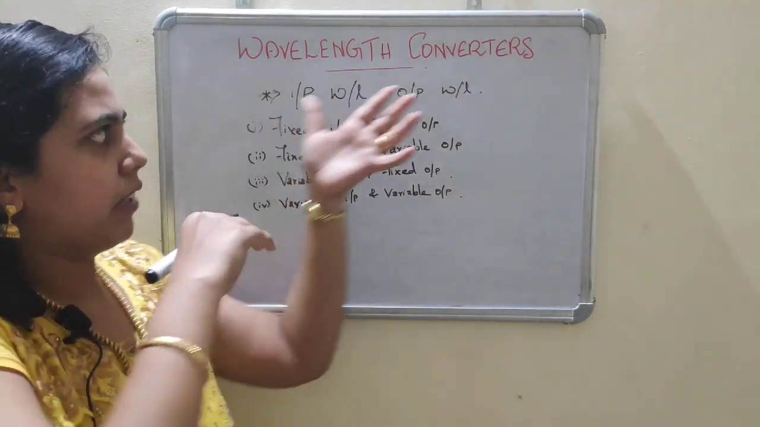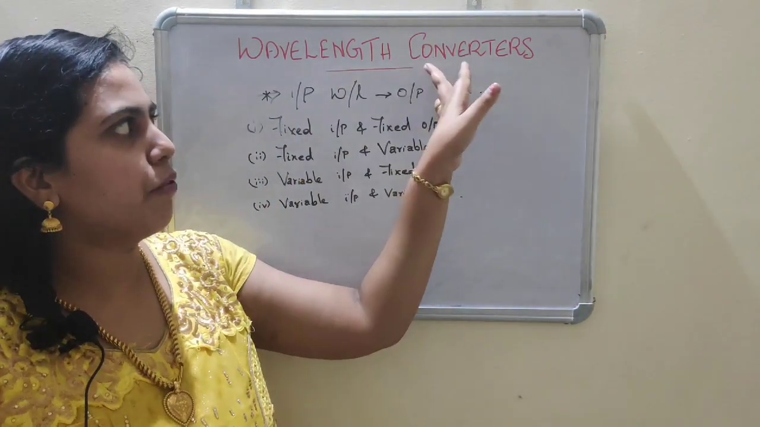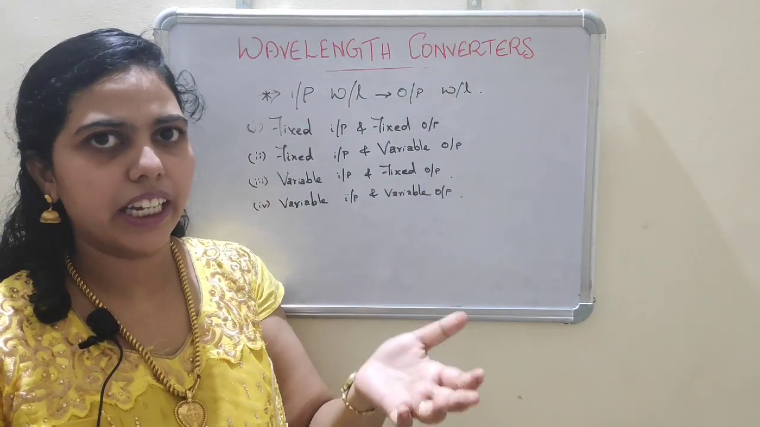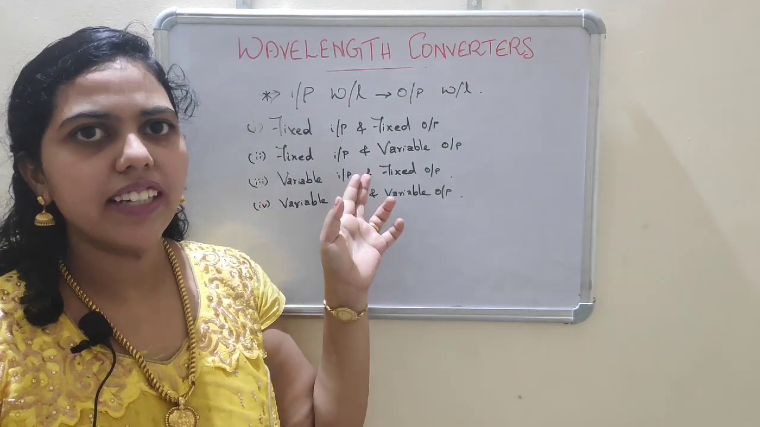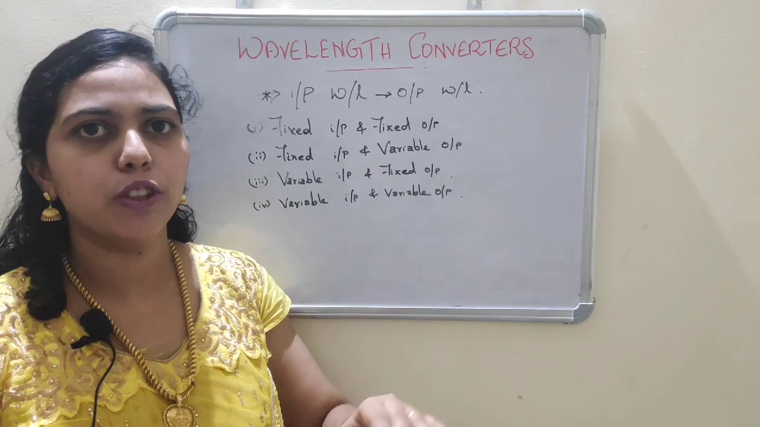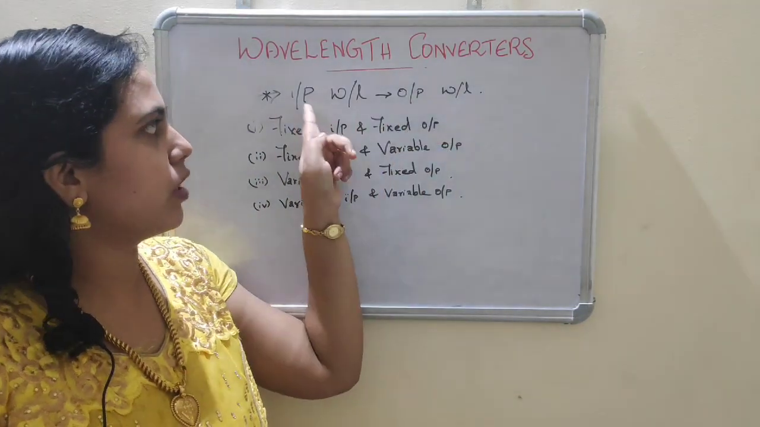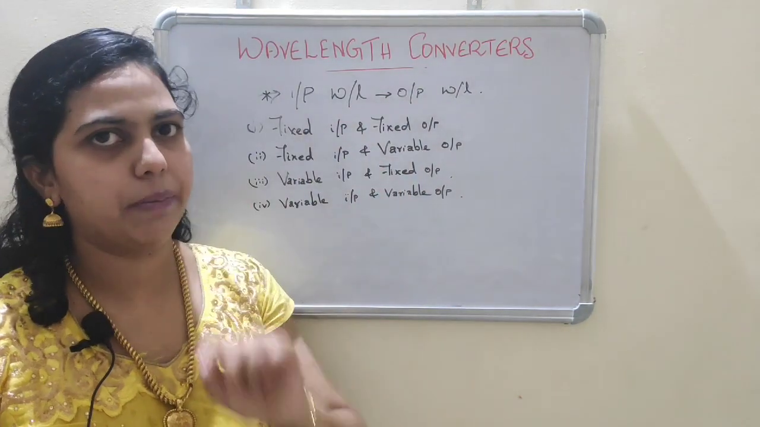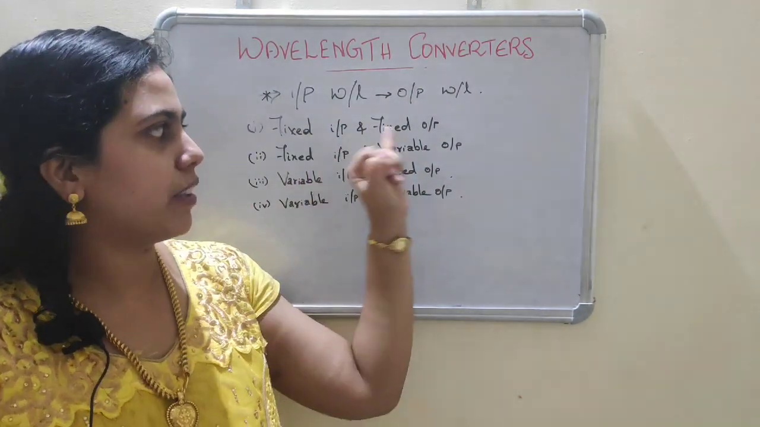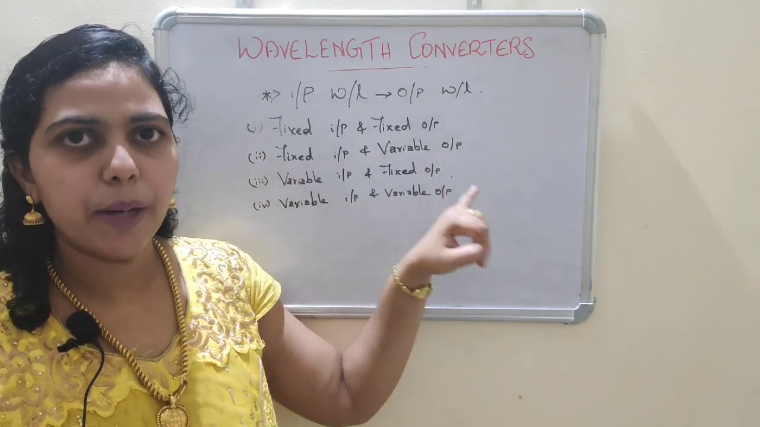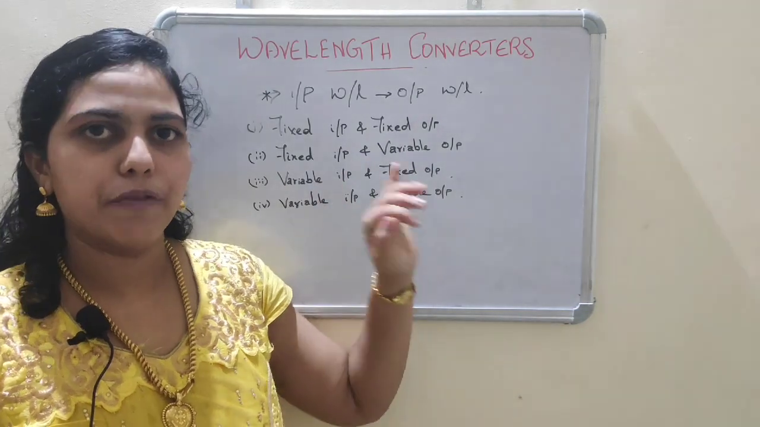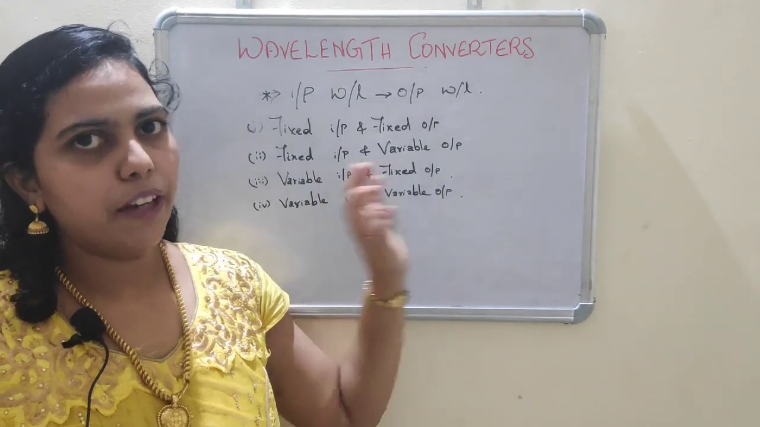Okay, wavelength converters. From the name itself we know converters means it is converting. It is a device that converts the input wavelength to another output wavelength, and it can be classified based on this input and output. There are 4 types: fixed input and fixed output, fixed input and variable output, variable input and fixed output, and variable input and variable output.